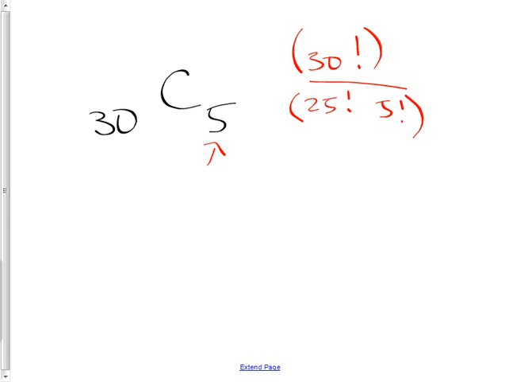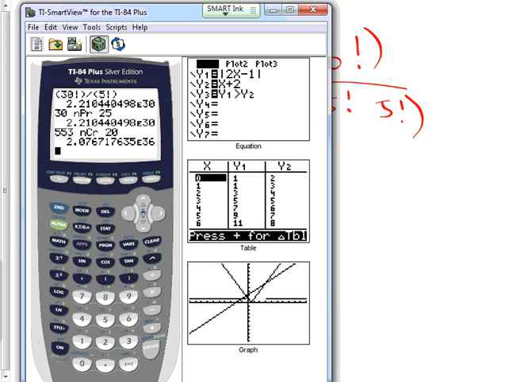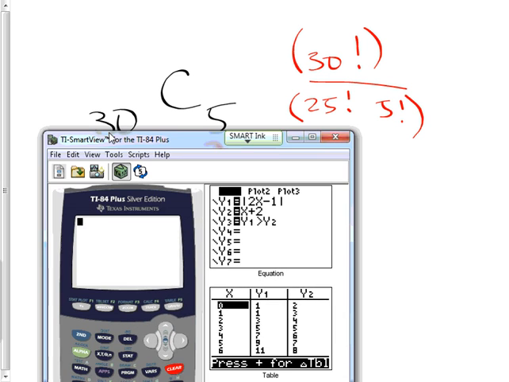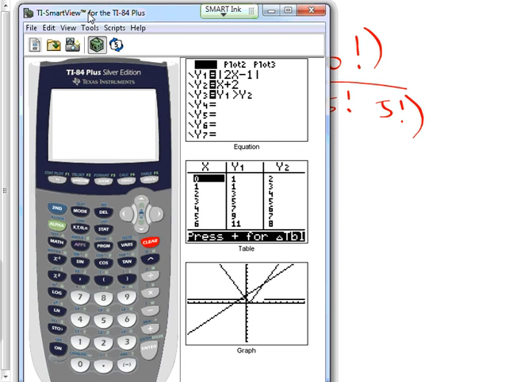It will be a big answer. Don't be surprised. That's how many little groups of 5 we could pick out from this class. Okay, if you're not using the calculator, you probably need to borrow one or something. All right, so here we go. 30 factorial over 25 factorial times 5 factorial. So I suggested you use parentheses.